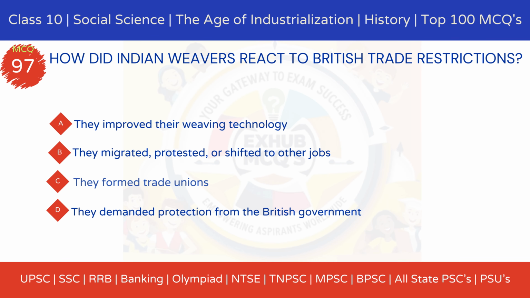MCQ 97. How did Indian weavers react to British trade restrictions? Option A. They improved their weaving technology. Option B. They migrated, protested, or shifted to other jobs. Option C. They formed trade unions. Option D. They demanded protection from the British government.